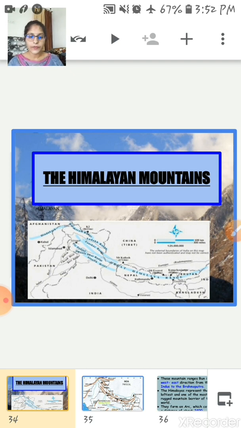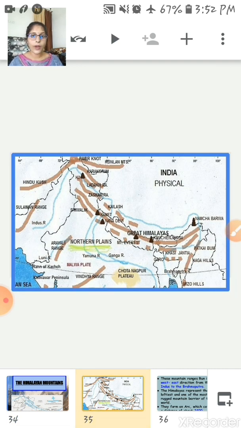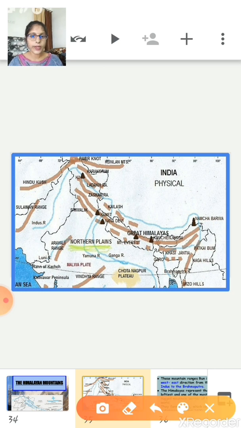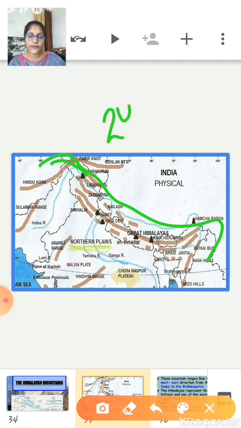Okay, so the Himalaya is a geologically young fold mountain, stretched over the northern part of India. This range, the Himalaya, represents the loftiest and one of the most rugged mountain systems. The Himalayan range forms an arc which covers a distance of about 2400 kilometers.